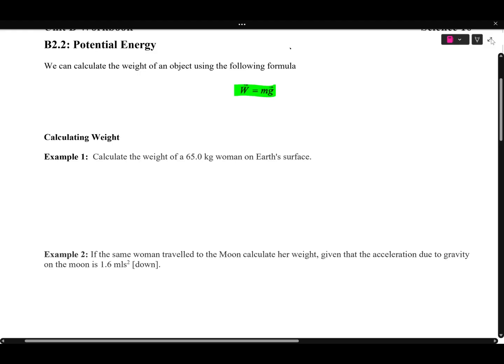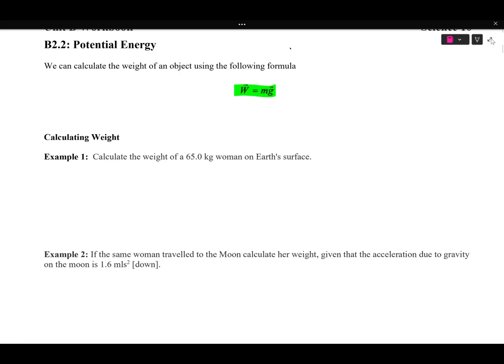Okay, so let's take a look at workbook page 39, example number 1, calculating weight. So again, for all of these, we are going to be writing down what we know. So we're going to calculate the weight of a 65 kilogram woman here on Earth. So we know that the mass of the woman is 65.0 kilograms. And because we're on Earth, the acceleration due to gravity is 9.81 meters per second squared. And it's going to be pointing down. So the direction will be down.